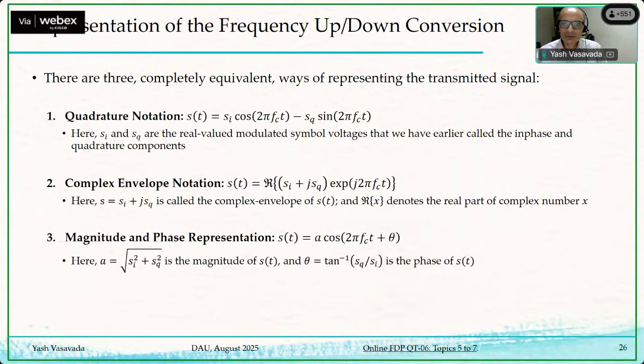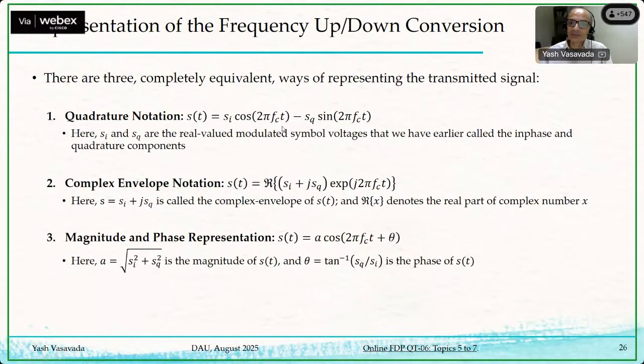Okay, now that we say that we are going to be doing this electromagnetic wave-based transmission of the information, what we'll see is that our transmitted signal can be written in terms of sinusoidal waves as s(t) = S_I cos(2π f_c t) − S_Q sin(2π f_c t). This is a very general way of writing the transmitted signal.